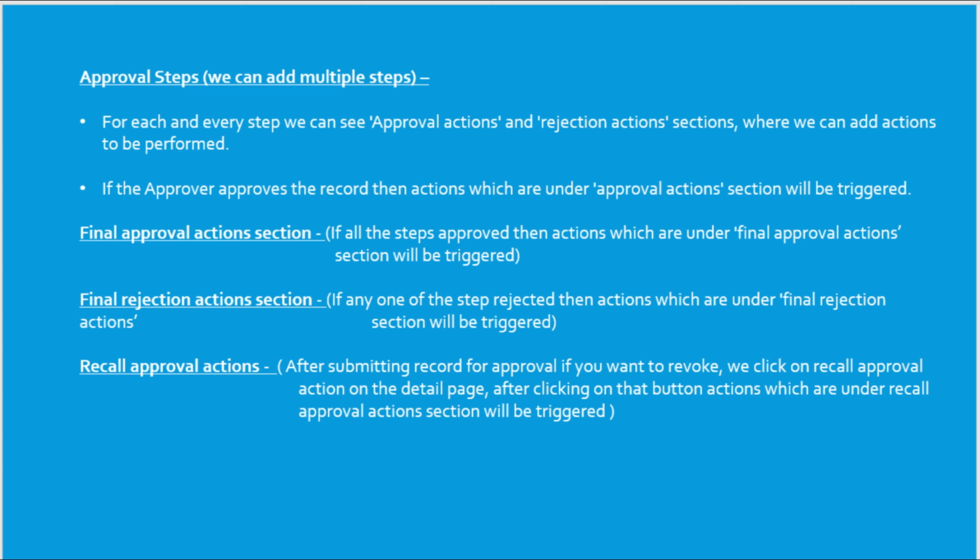Final Approval Actions section: if all the steps are approved, then actions which are under the Final Approval Actions section will be triggered. Final Rejection Actions section: if any one of the steps is rejected, then actions which are under the Final Rejection Actions section will be triggered. Recall Approval Actions: after submitting a record for approval, if you want to revoke, we click on the Recall Approval button on the detail page. After clicking on that button, actions which are under the Recall Approval Actions section will be triggered.